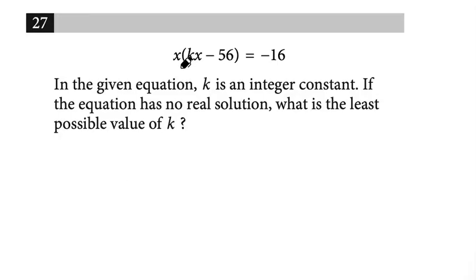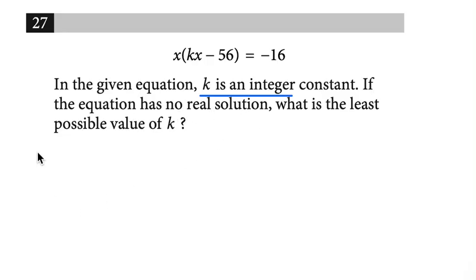Question number 27. x(kx - 56) = -16. In the given equation, k is an integer constant. Okay, first key point, k is an integer. If the equation has no real solution.